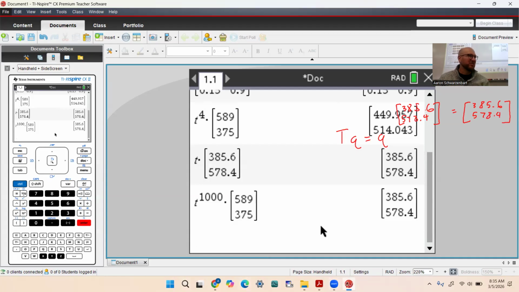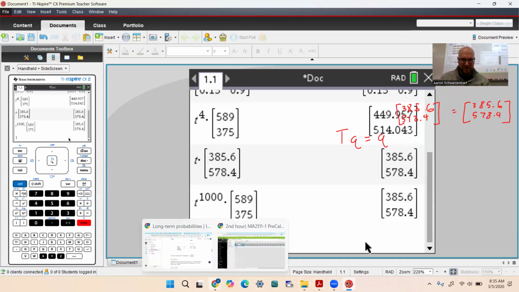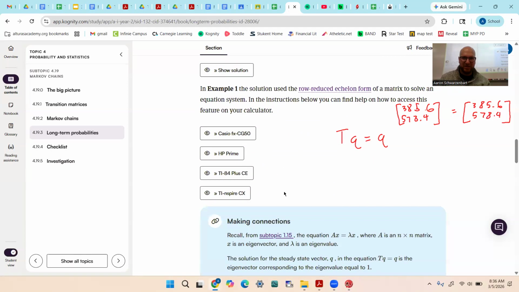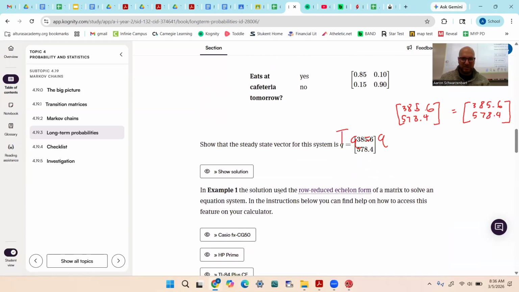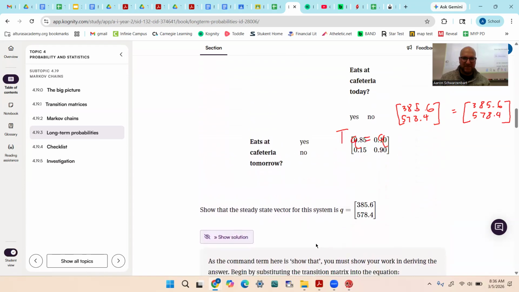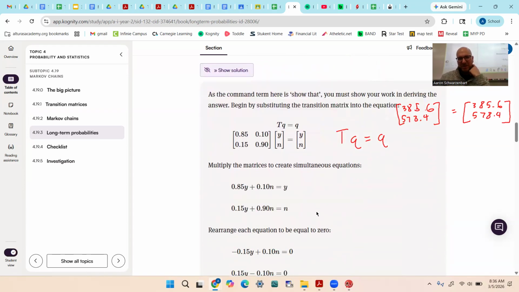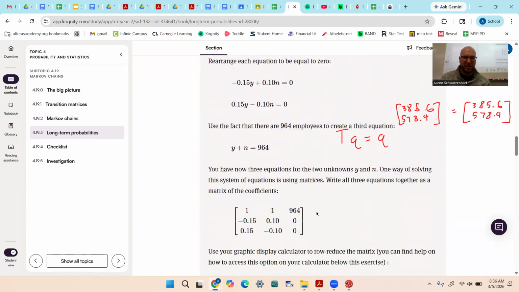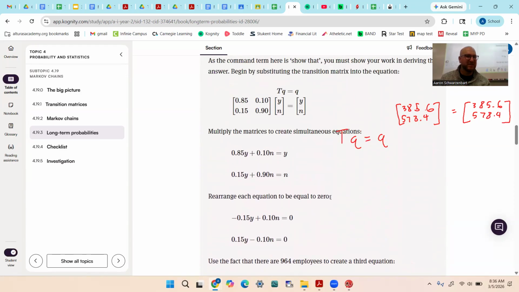For the assignment now, let's try to do it the right way and get practice doing it the correct way. In example 1, the solution used the reduced row echelon form of the matrix to solve the equation system. In the instructions, you can find how to access this feature on your calculator. I don't know why they were showing it, but okay, this is how you actually calculate it. I'm not sure when they gave me the steady state vector why they didn't do that.